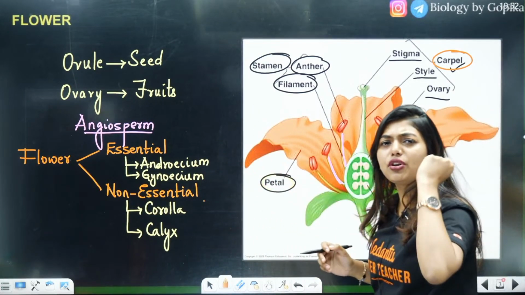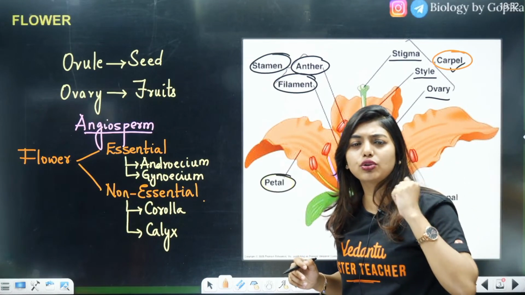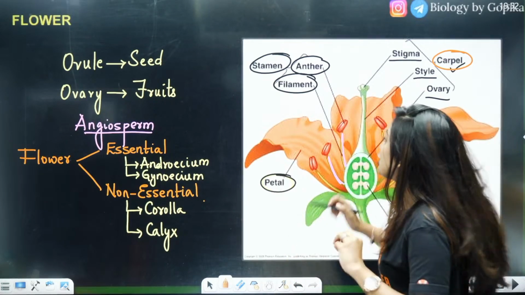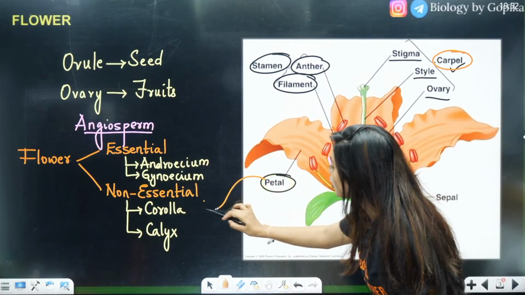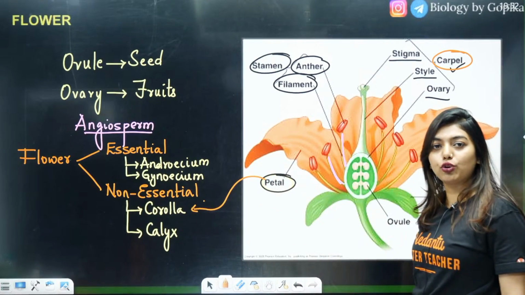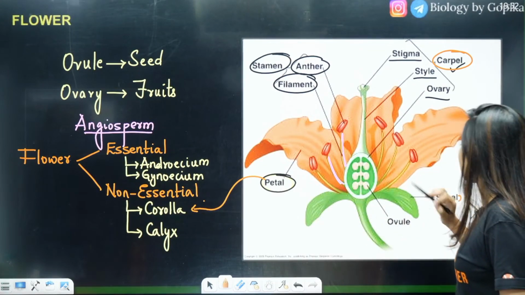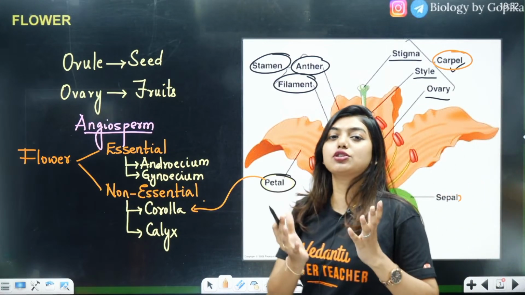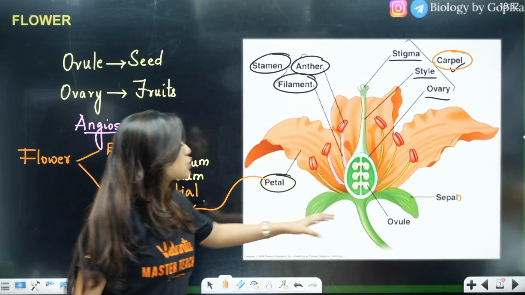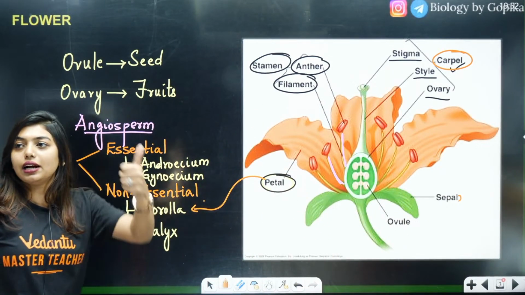Non-essential parts, ma'am, you have written corolla. I've never heard about corolla. Who is going to come under corolla? Your petals are going to come under corolla. Petals are going to be a part of corolla. Then what about calyx, ma'am? That is going to be, students, your sepals. Many sepals, the units together, are going to form your calyx. Is this clear? Yes or no?